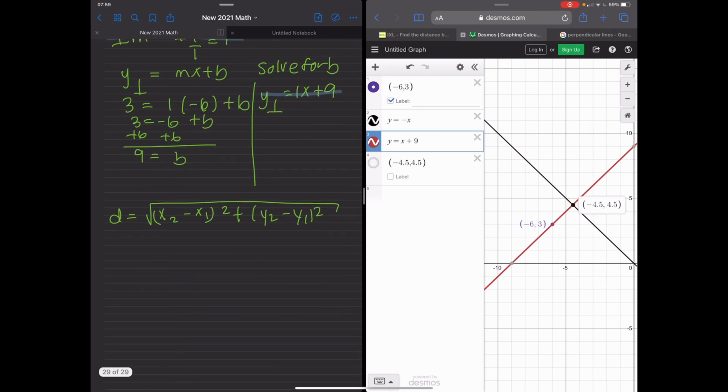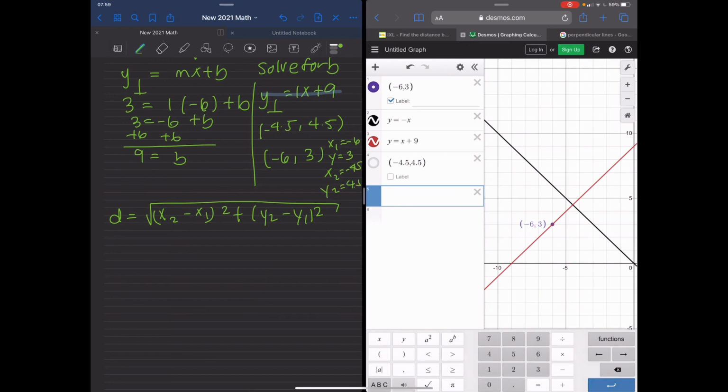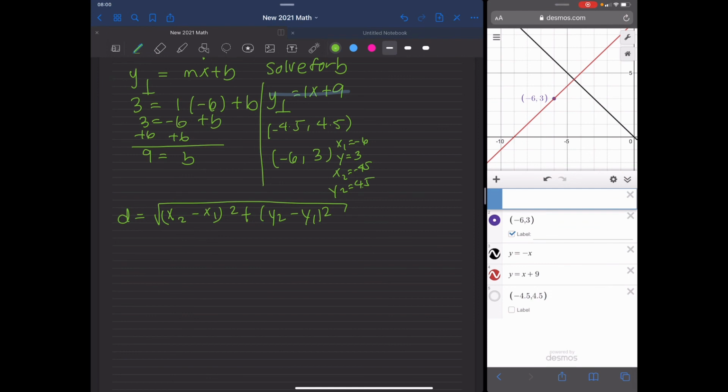All right, so let's talk about this. The point that we got was -4.5, comma 4.5. And then our second point is -6, comma 3. So x1 equals -6, y1 equals 3, x2 equals -4.5, and y2 equals 4.5. Okay. So d equals, we work underneath the square root first.